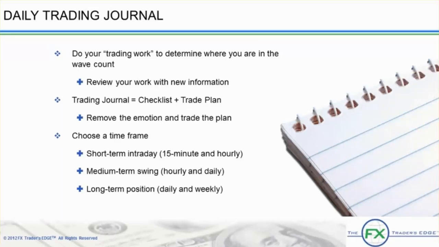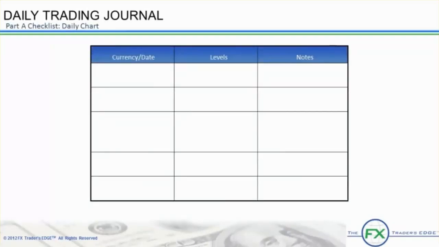Part A of the checklist, daily chart support and resistance levels. The first part of the daily trading journal is Part A, the checklist, using the daily chart. When you look at your charts, you are not only looking for Elliott wave counts, but also for support and resistance levels, and key Fibonacci retracement and projection levels.